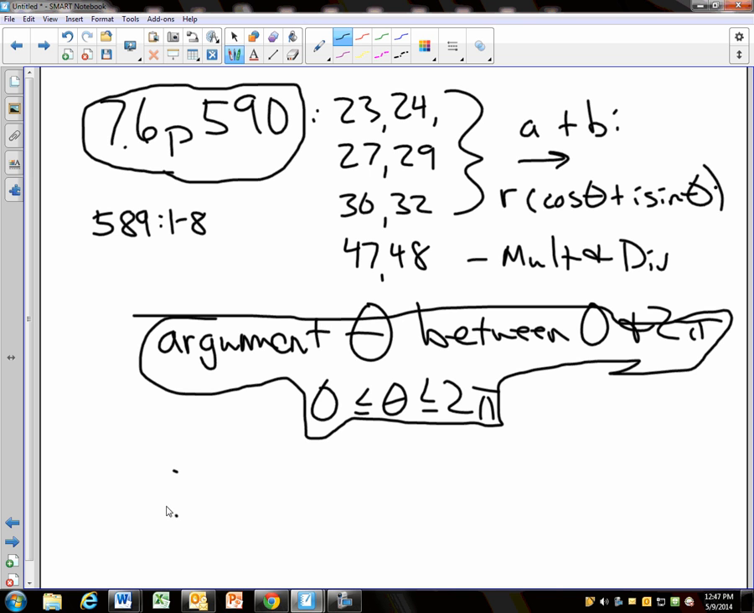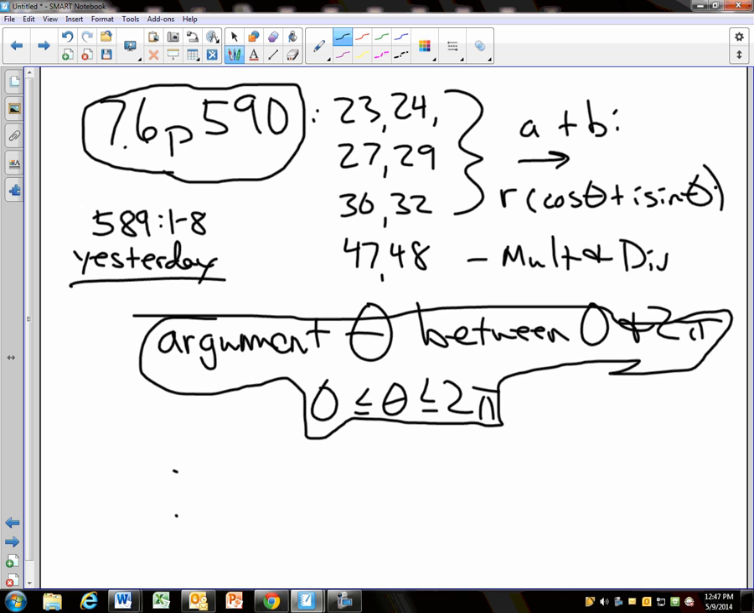The assignment yesterday was 589, 1 through 8. Today is 7.6, 590. These are 6 problems putting complex form into trigonometric form, and then 2 problems that involve multiplication and division. Your book will say something about, make sure the argument of theta is between 0 and 2 pi. That just means that theta sits between 0 and 2 pi, okay?